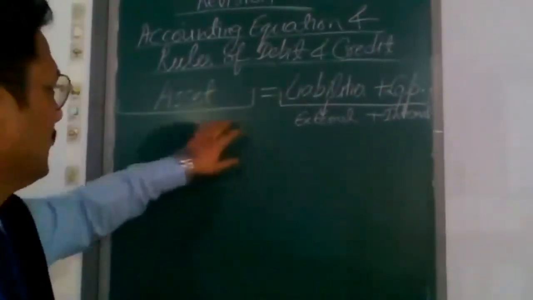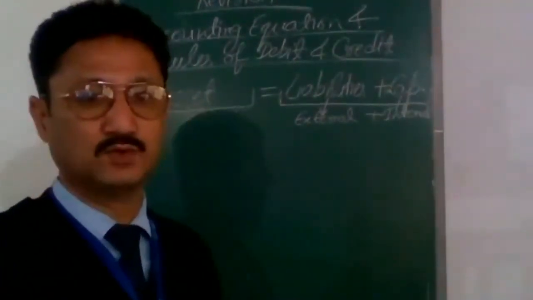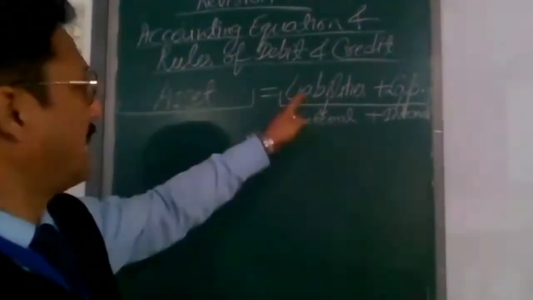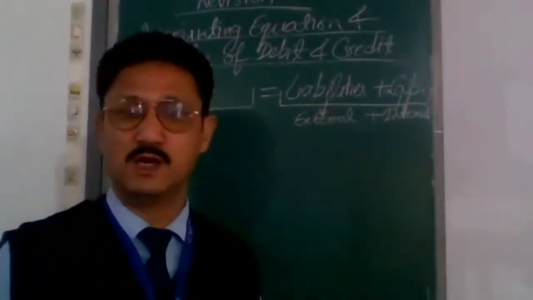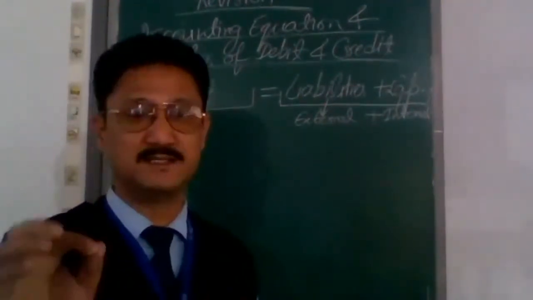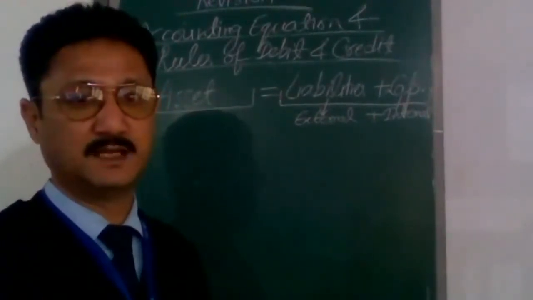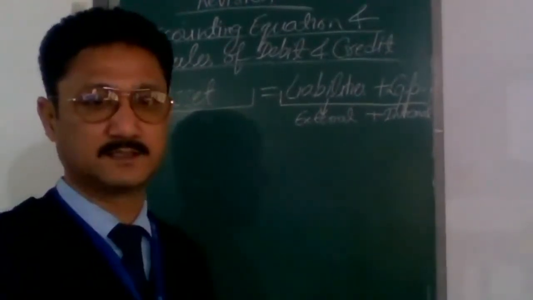accounting equation in which assets are equal to the sum of liabilities and capital. Assets are equal to the sum of liabilities and capital. Is it clear to everyone? Are you getting my voice? Yes, okay.